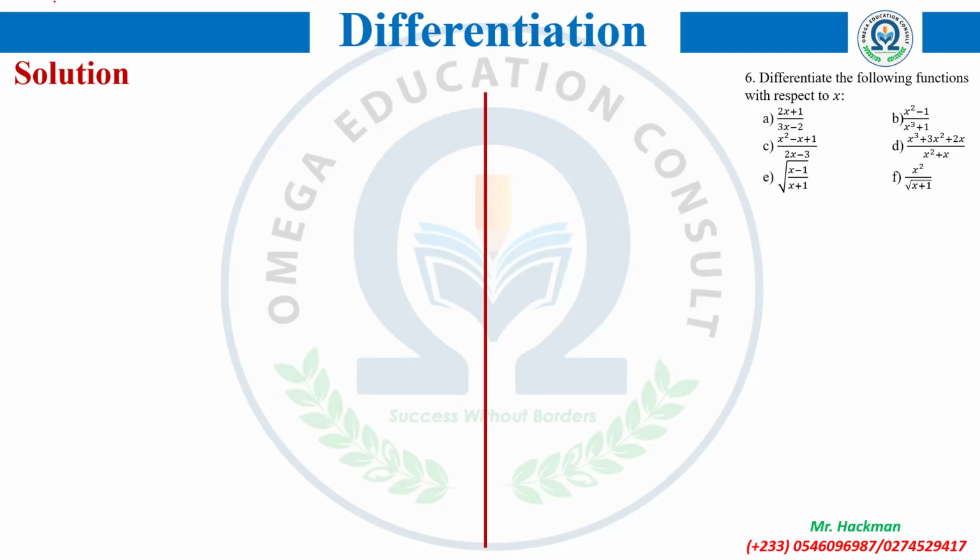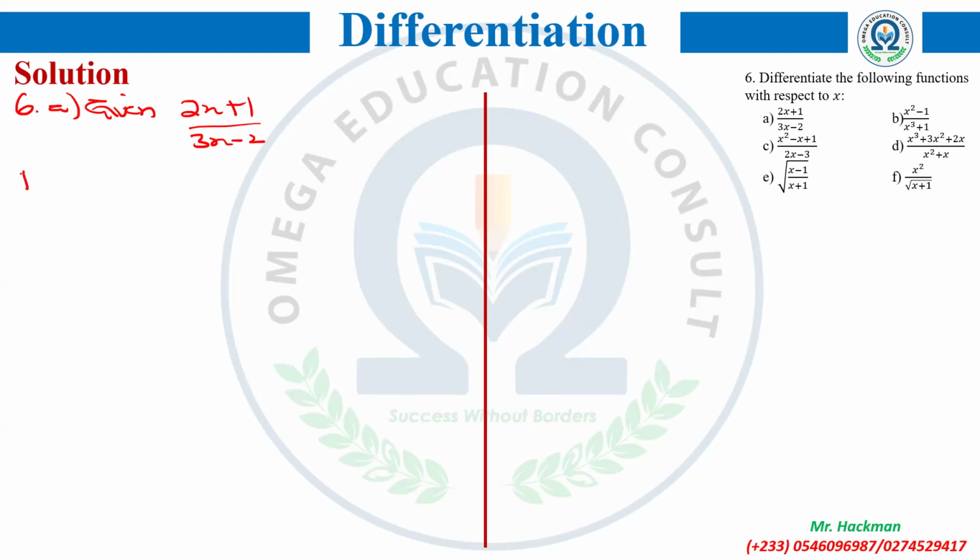I'll pick one or two questions because calculus is very broad. So question number 6A. What are we given? We are given (2x + 1)/(3x - 2). And what are we supposed to find? We are supposed to differentiate with respect to x. So it means we need to find d/dx of the function that we have here.